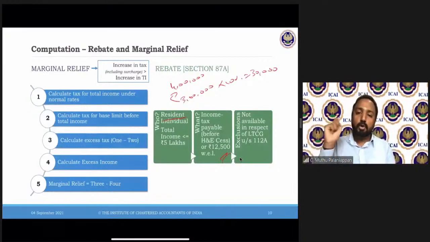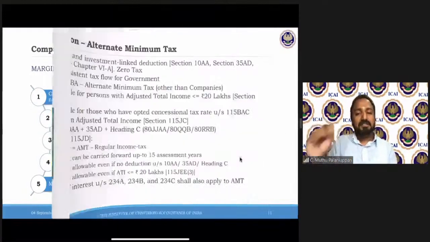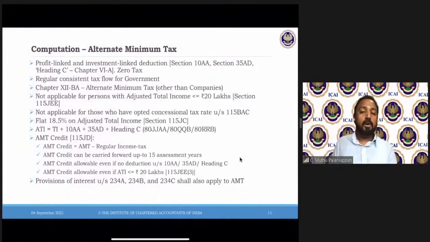So rebate is available for both the new optional scheme and the existing scheme. We will discuss what is not available for the optional scheme. Certain things are not applicable for this optional scheme. After this alternate minimum tax, we will discuss that independently. So moving on to alternate minimum tax, we have to understand this concept.